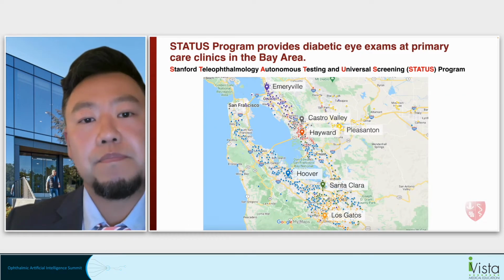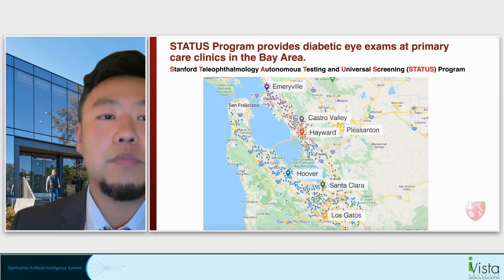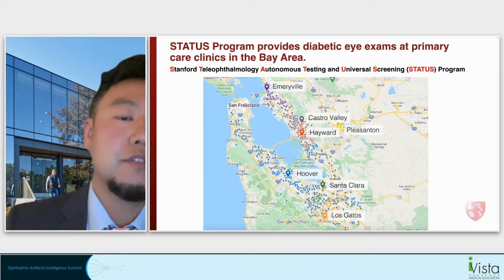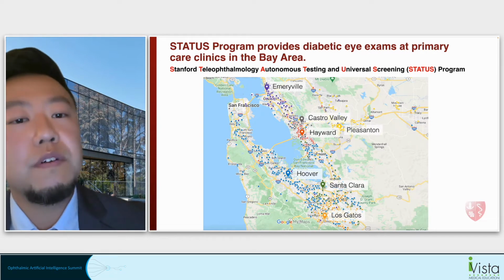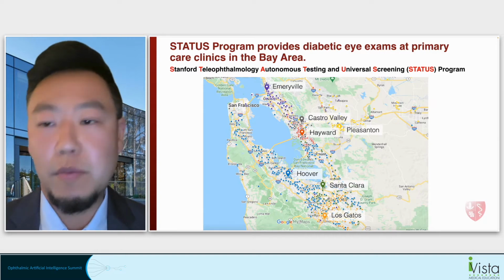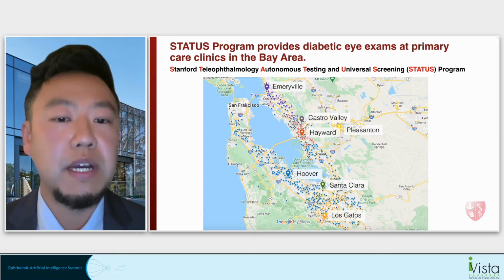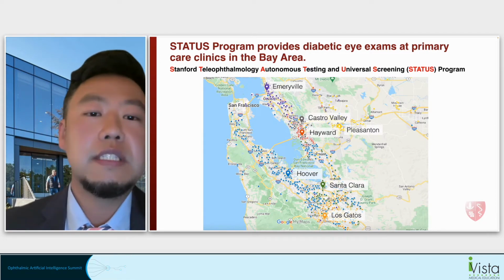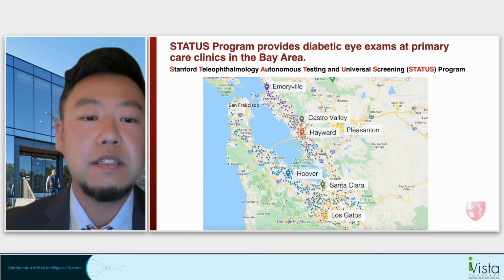And we have an amazing information technology group here at Stanford. Together we've put together this program we call the STATUS program, the Stanford Teleophthalmology Autonomous Testing and Universal Screening Program. So patients know they can get the status of their eye checked at their primary care physician. And here are all 1,200 patients that we screened and where they live in the Bay Area relative to their primary care doctor's office, and also relative to ophthalmologist offices, including the Byers Eye Institute. So we can look at usage patterns and referral patterns from there. We're still digging into this data, and it's very exciting to be able to do this.